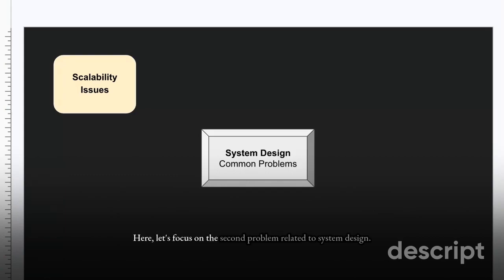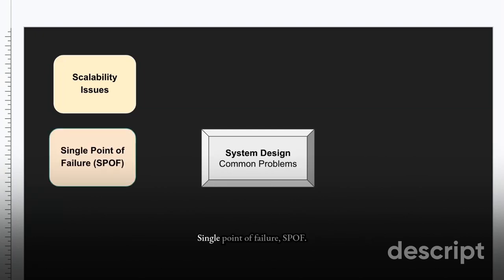Here, let's focus on the second problem related to system design: single point of failure, SPOF. Many systems rely on a single server, database, or component. If that fails, the entire system goes down. This is called the single point of failure problem. But how to solve it?